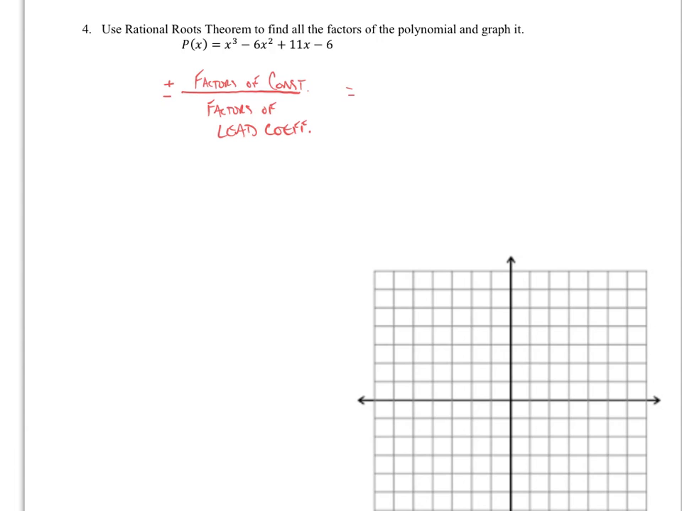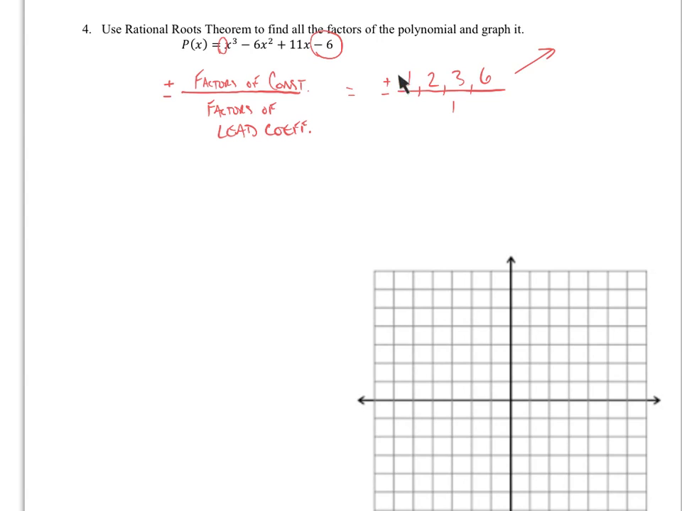So the factors of our constant, well, our constant is -6. So the factors of -6 could be plus or minus 1, 2, 3, and 6. It's best if we have them in order. And the factors of our lead coefficient, well, our lead coefficient is actually a 1, so that's just plus or minus 1. From here, we can take any combination of this fraction.